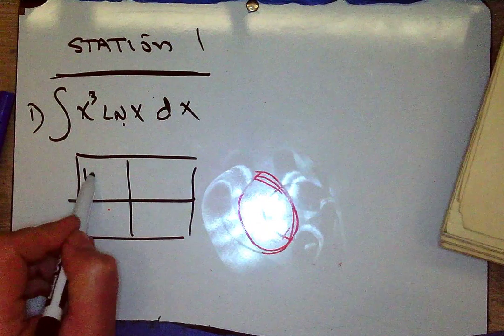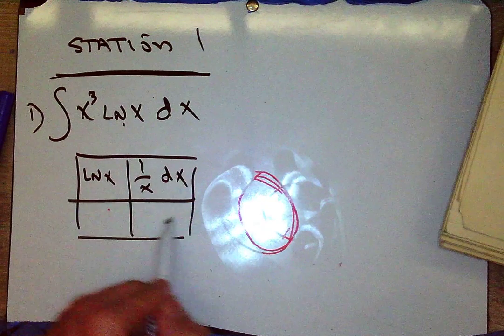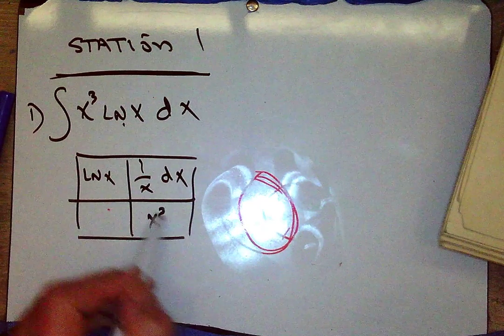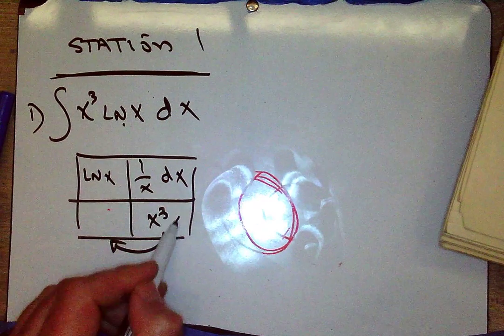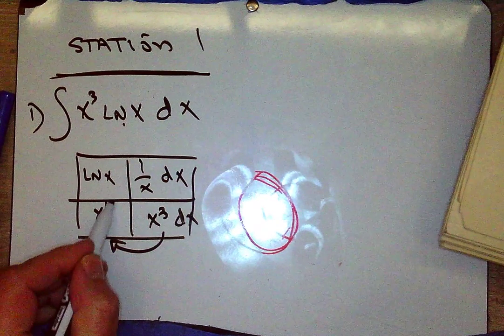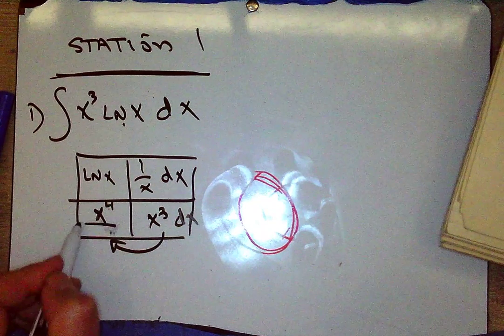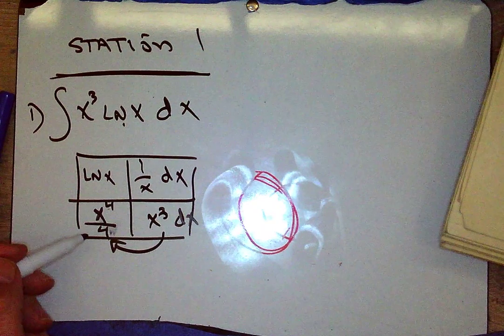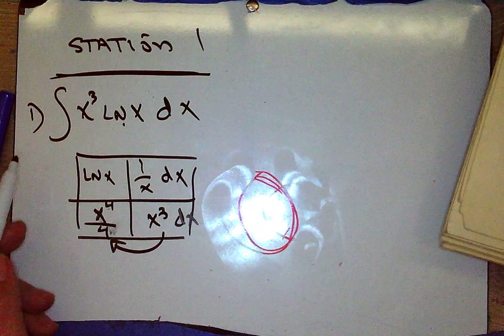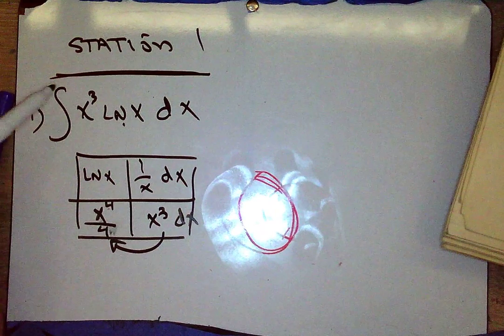So I'm going to put the ln of x here because I know how to take its derivative. And I'm going to put the x to the third here. Now, it is true that when I go and make the antiderivative here, that I'm going to have x to the fourth over 4. And that seems like things are getting more complicated, which was something we said we wanted to avoid. But bear with me on this one. I think this is going to be fine.